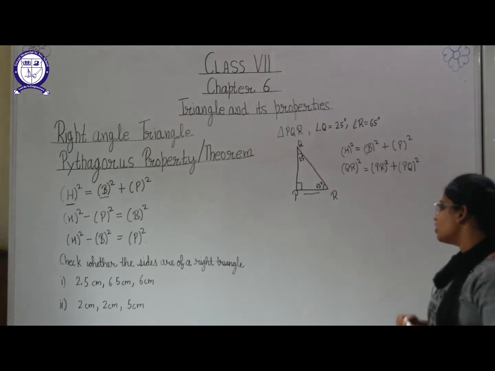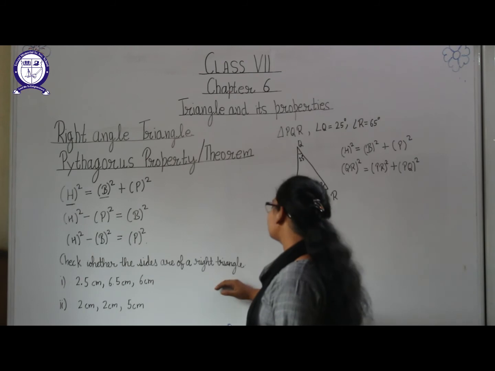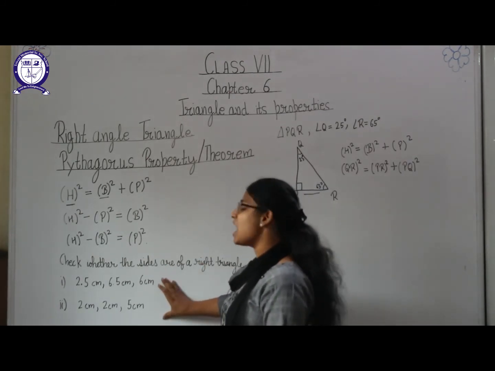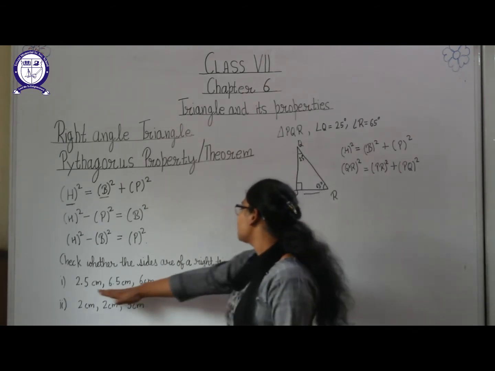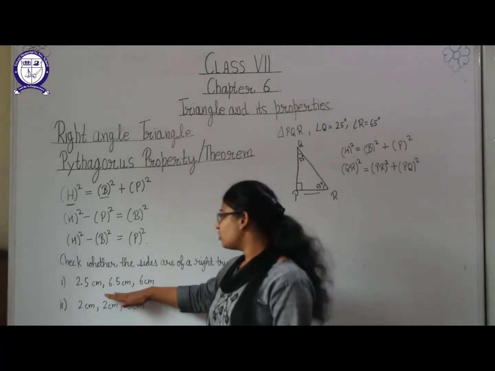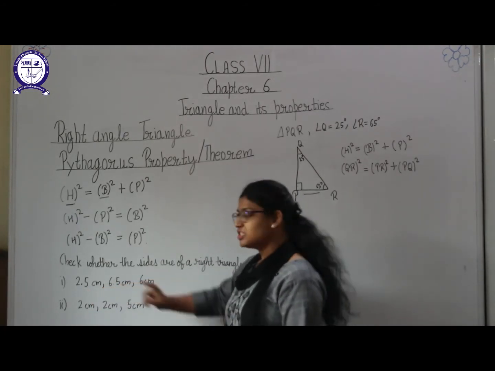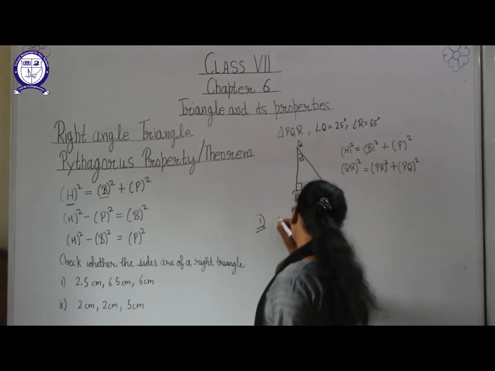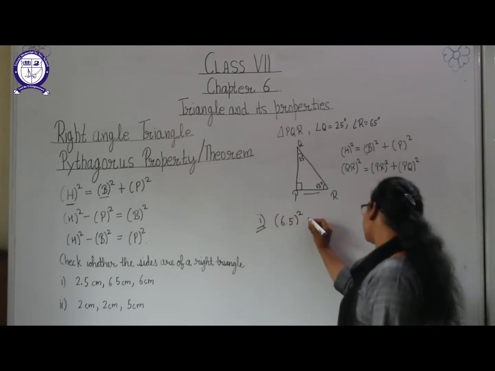Okay, now suppose a question is given to you: check whether the sides are of a right triangle or not. Three sides are given to you and you have to check if these are the sides of a right triangle or not. So first of all, from the three sides we will check which is the longest or largest one. So from 2.5, 6.5 and 6, 6.5 is the largest one. So we will do the square of 6.5. So what will be the answer?